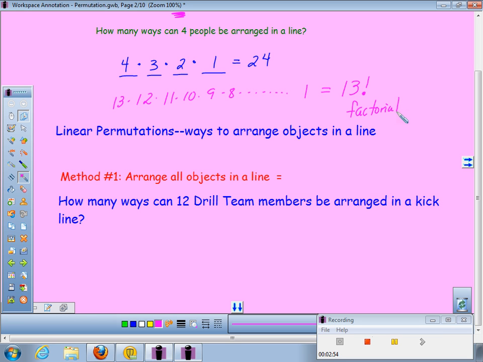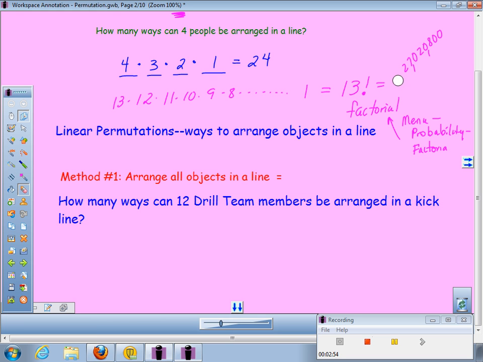I'm borrowing your calculator. Menu number 5, probability, first choice is factorial. Okay, what did you do? Menu, probability. Not really all that exciting. Factorial. Read me the digits one at a time loudly. 6, 2, 2, 7, 0, 2, 0, 8, 0, 0. So that was 6 billion, 227 million.